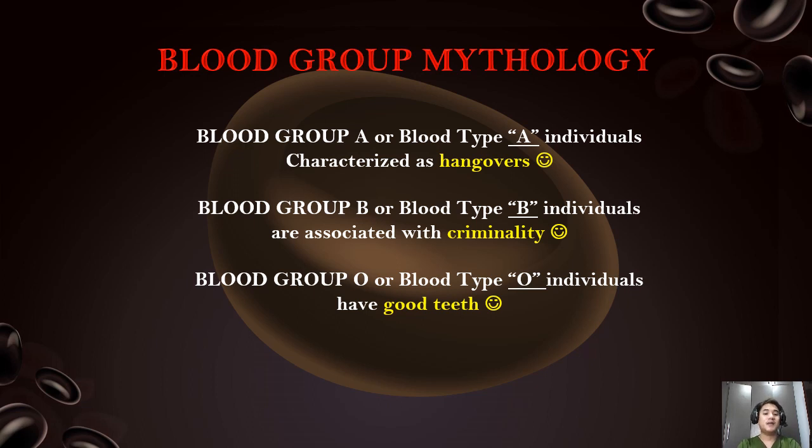If you are a blood type A person and you practice oral hygiene efficiently, then you'll have nice teeth. And if you're blood type B, but you live with prudence, then it's unlikely for you to become a criminal. So these are the characters associated with the blood groups mentioned in our reference textbook. However, since they do not pose any clinical significance and lack a scientific basis, they were regarded just as blood group mythology.